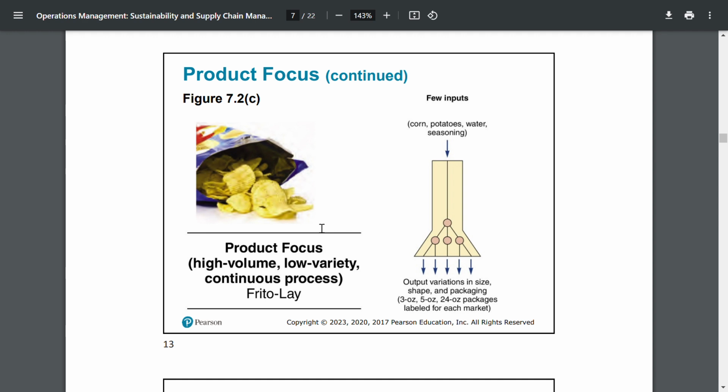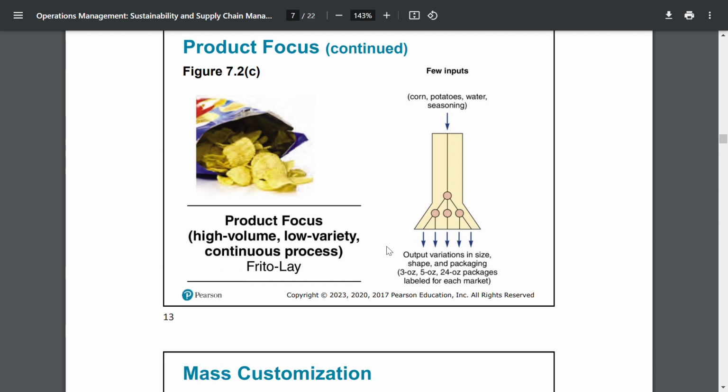So it has a few inputs, like for example, for chips, it has corn, potatoes, water, seasoning, and then there are some output variations, but not many variations. So in size, shape, and packaging. So there are different packages for each potato chips.